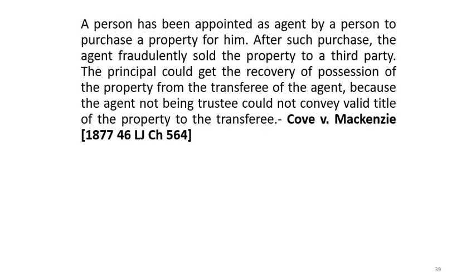A person has been appointed as an agent by a person to purchase a property for him. After such purchase, the agent fraudulently sold the property to a third party. The principal could get recovery of possession of the property from the transferee of the agent, because the agent, not being a trustee, could not convey valid title of the property to the transferee. The task given to the agent is to perform certain functions. Even if you purchase a property as an agent, if you sell it, that is wrong and cannot be done, because the agent does not have the legal title of the property.